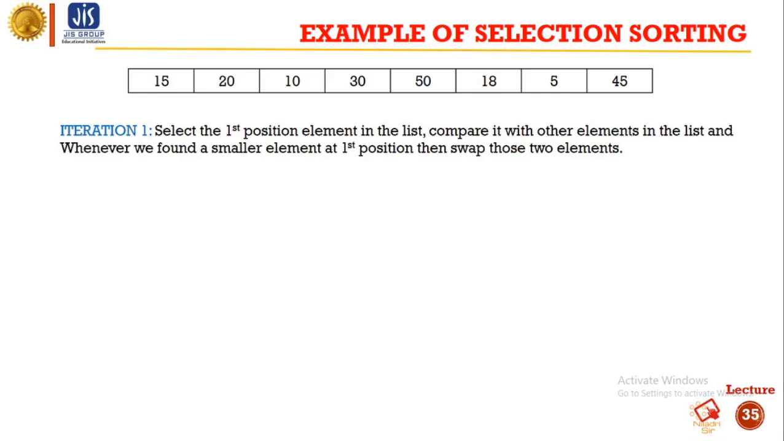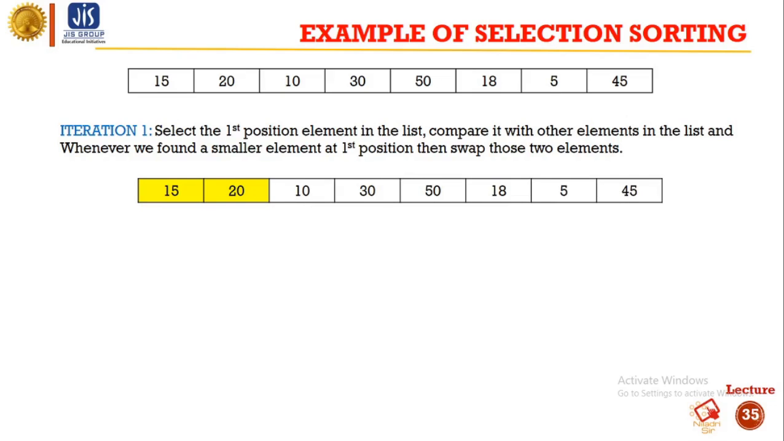So in iteration 1, we will select the first position element in the list and compare it with the other elements in the list. Whenever we find a smaller element than the one at the first position, we will swap those two elements. As you can see, 15 is at the first position, so the element at the first position will be compared with the rest of the elements of the array.